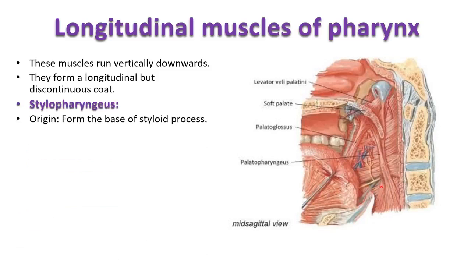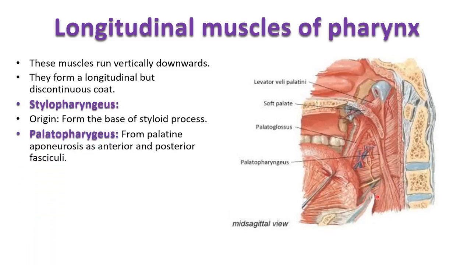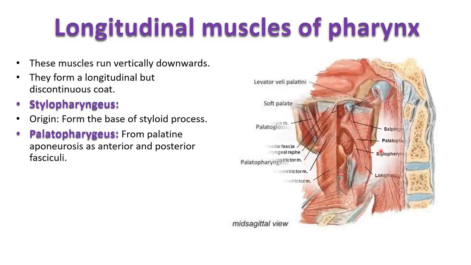First I told you is the stylopharyngeus muscle, originating from the styloid process. The next is the palatopharyngeus, which arises from the under surface of the soft palate at two fasciculi, anterior and posterior, because the levator veli palatini is actually passing between the two fasciculi. All those details of the palatopharyngeus and salpingopharyngeus I have already discussed in the previous pharynx class, as well as the palate class. So kindly refer to the palate class for a detailed description of the palatopharyngeus.